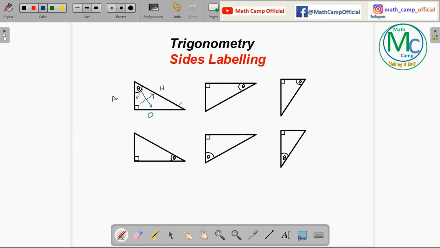Now the same triangle, if we change the theta, this time the opposite side is going to be this side, which is opposite to theta. The hypotenuse will remain the same, and the side which is next to theta will be adjacent. Pause this video and start labeling these triangles. Now let's start checking your answers.